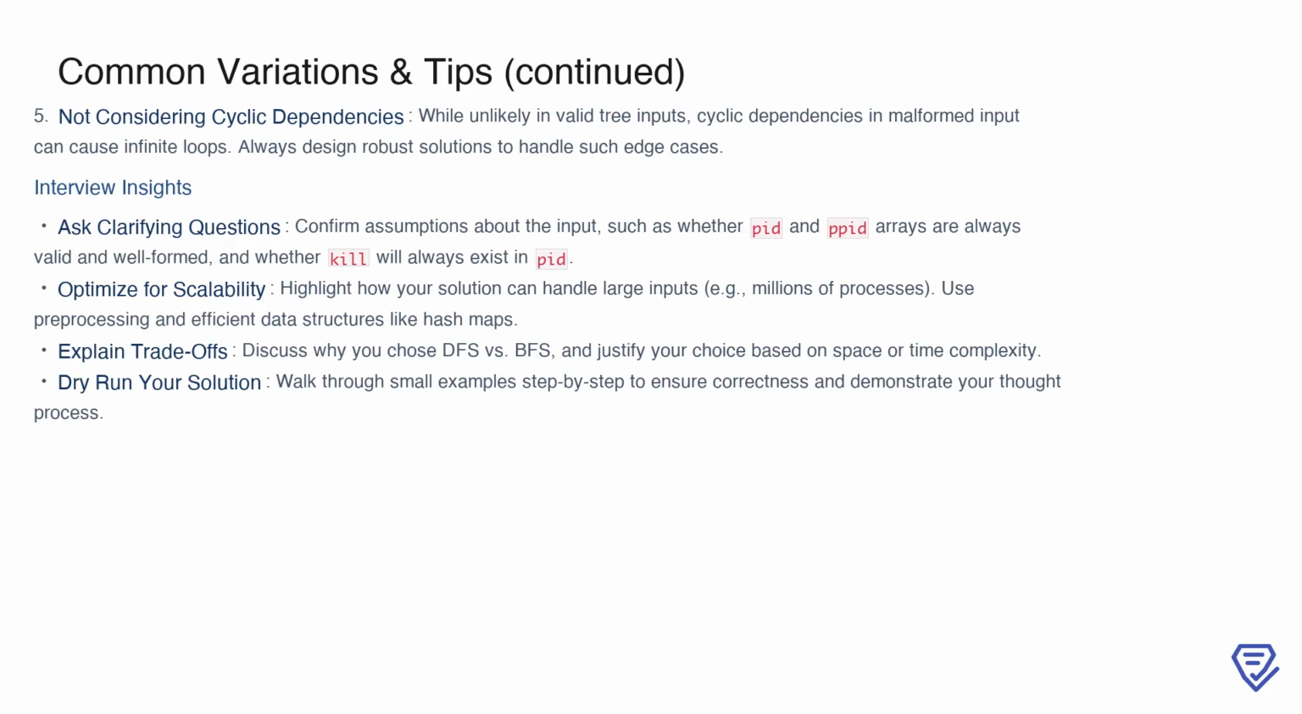Scalability is another key discussion point. Highlight how your solution can manage large datasets with millions of processes by leveraging pre-processing and efficient data structures like hash maps. Moreover, be prepared to explain your trade-offs, such as choosing DFS over BFS, and justify your decision with respect to space or time complexity.